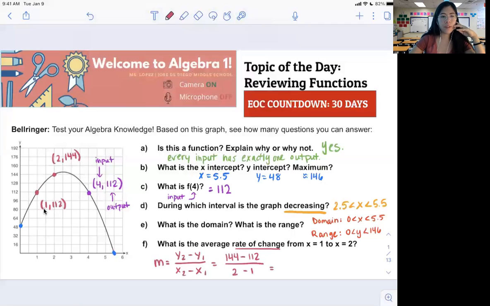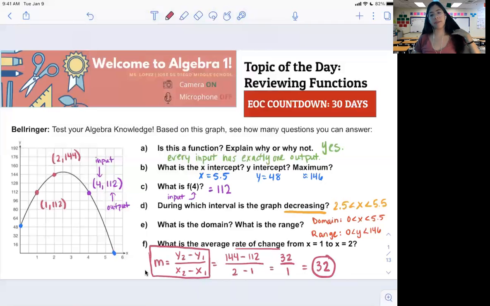I do my math. 144 minus 112. Anyone? 32, good. 32 over 2 minus 1 is 1. So 32 is my rate of change. That would be my final answer. So again, we will review this, but in the meantime, make sure that you have this rate of change formula. I know it's somewhere in the back of your heads, so make sure you also have it down in your notebooks because we will be using that today.